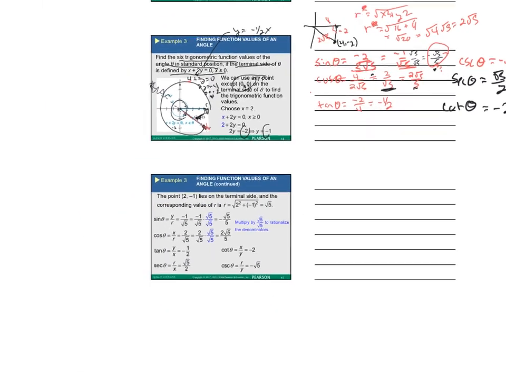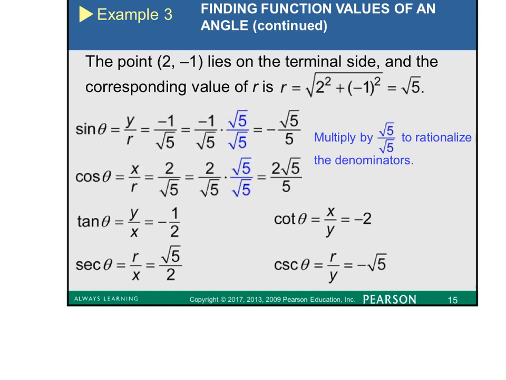Now, let me remind you, we chose a different point on that line than the author did. Let's look at his answers. How far off are we? Did we get this for sine? Did we get this for cosine? Did we get this for tangent? Well, how is it working out that we got the same answers?